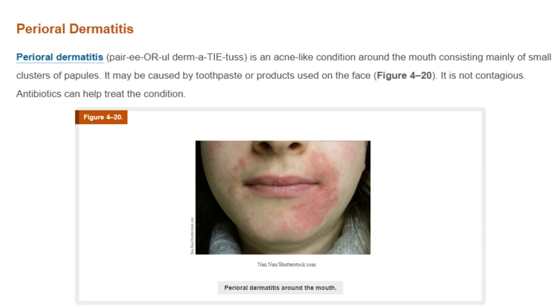Perioral dermatitis. Perioral dermatitis is an acne-like condition around the mouth consisting mainly of small clusters of papules. It may be caused by toothpaste or products used on the face, Figure 4.20. It is not contagious. Antibiotics can help treat the condition.